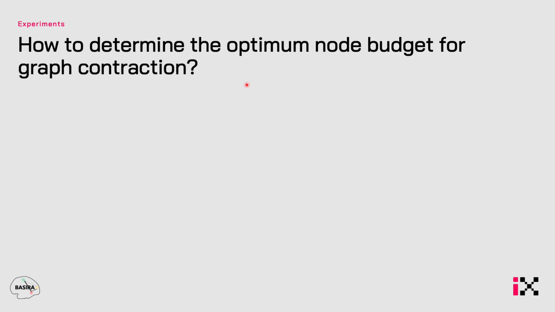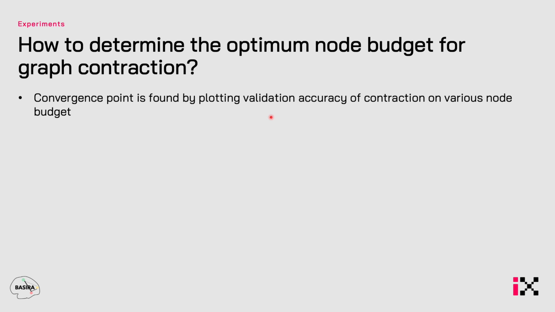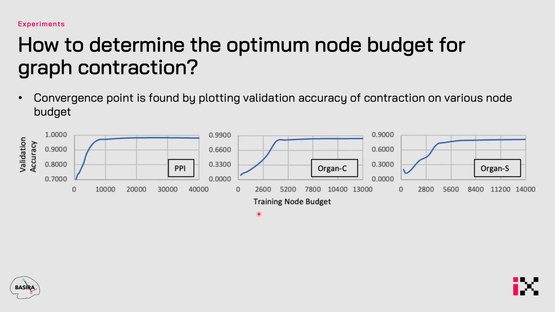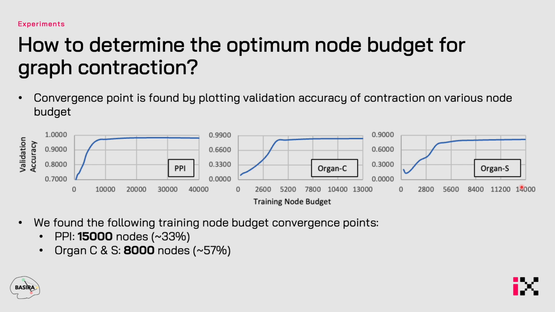Now, how do we determine the optimum node budget for our graph contraction? To do this, we can plot the validation accuracy of contraction on various node budgets and use the convergence point. As we can see, these plots show that convergence is achieved at relatively low node budgets, and this implies the high contraction potential of our datasets. From the plot, we get the following results on the node convergence points, which is roughly equal to 33% of the whole graph for PPI and only 57% for organ datasets.